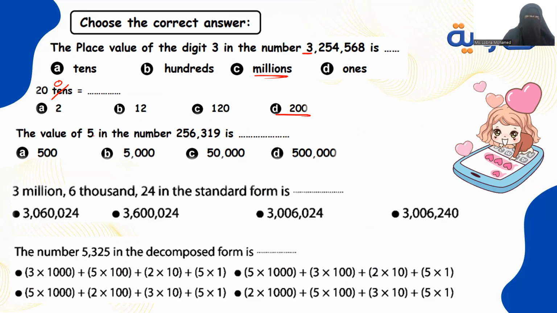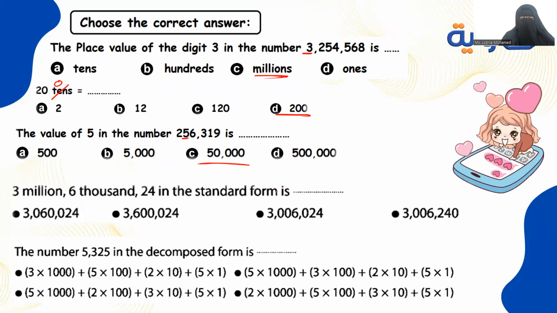Okay. The value of 5 in the number 256,319. What about the value of 5 here? Oh, 5 in the 10,000. So its value is 50,000. Let's move to the next number, to the next question, sorry.